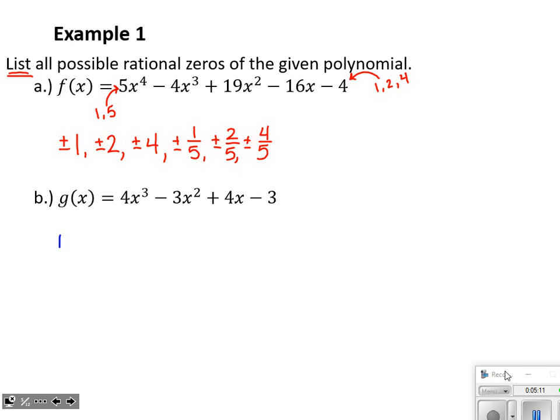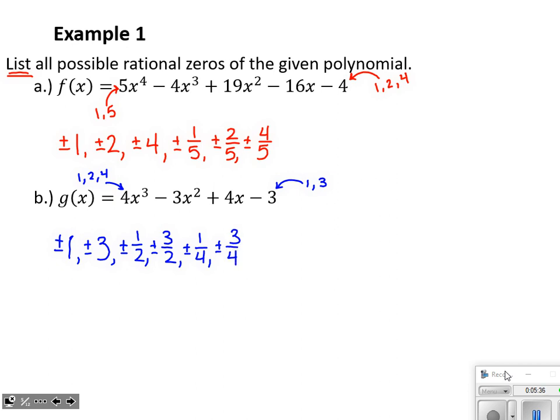Plus or minus, let's see, my constant at the end has factors of 1 or 3. My leading coefficient has factors of 1, 2, and 4. So plus or minus 1 over 1, plus or minus 3 over 1, plus or minus 1 over 2, plus or minus 3 over 2, plus or minus 1 over 4, plus or minus 3 over 4. So each time taking those factors of the constant over the factors of the leading coefficient.